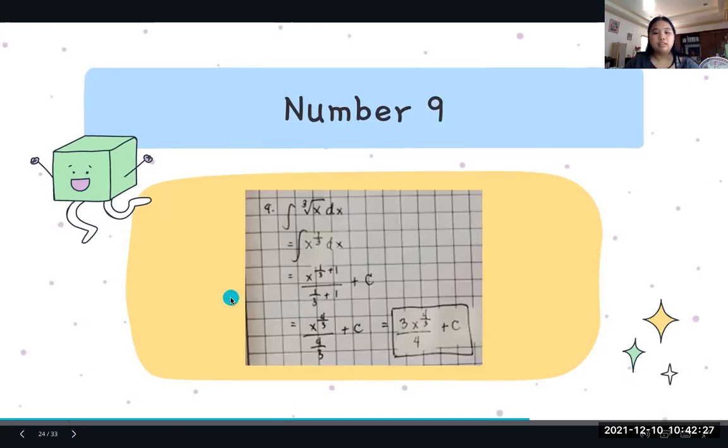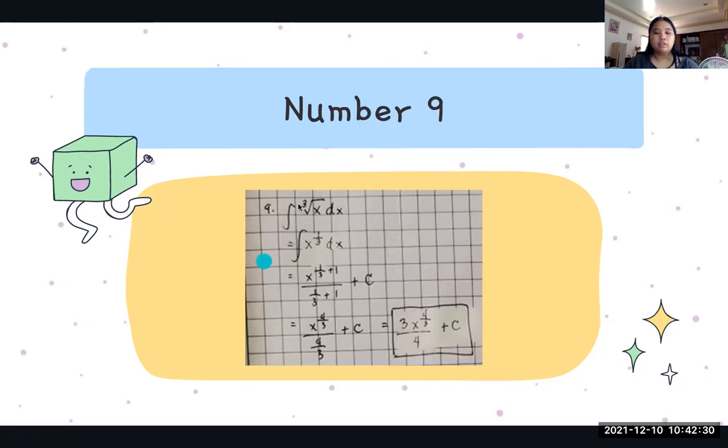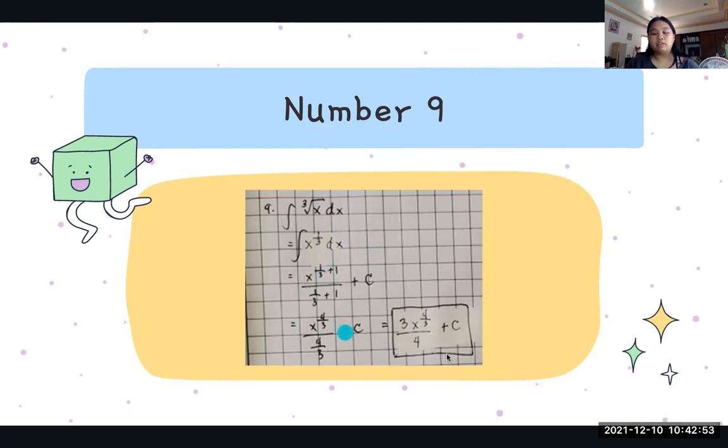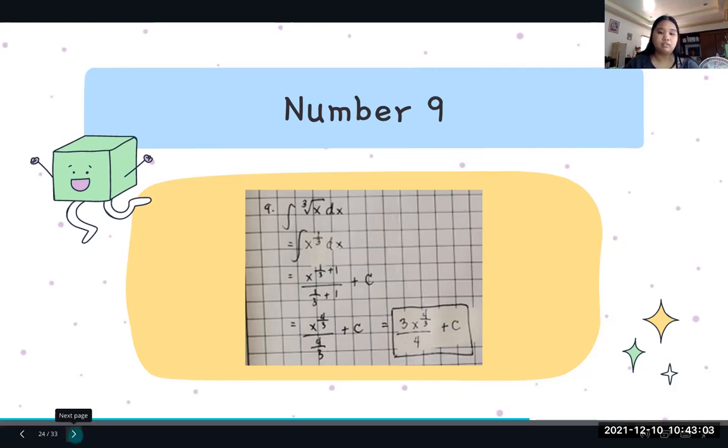Then for number 9, we have the integral of the third root of x dx. If we convert that into exponential form, we will have x to the 1/3 power. Using theorem B, we operate on that exponent. 1/3 plus 1 is 4/3. Then simplify, so we have 3x to the 4/3 power over 4, plus C. Of course, we should not forget the arbitrary constant.